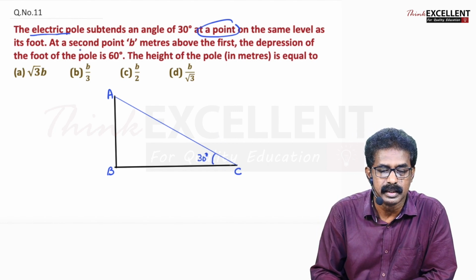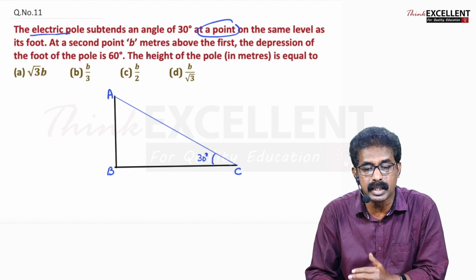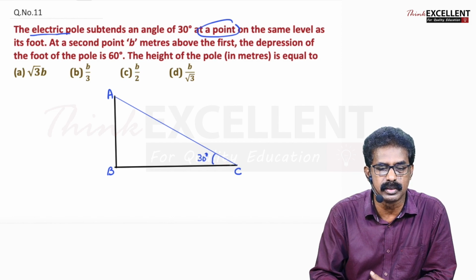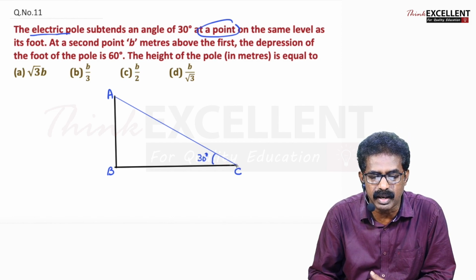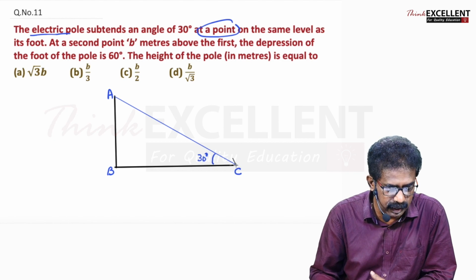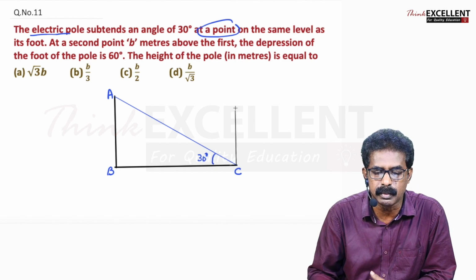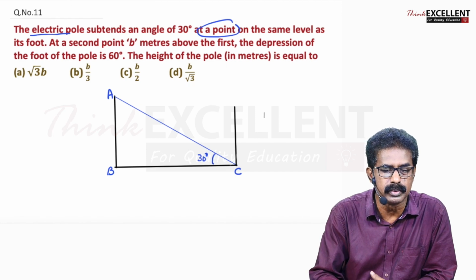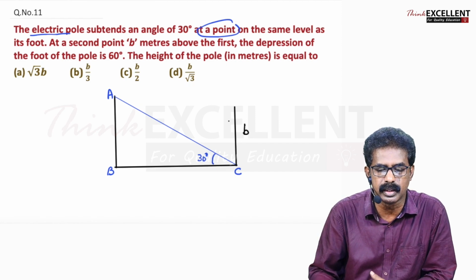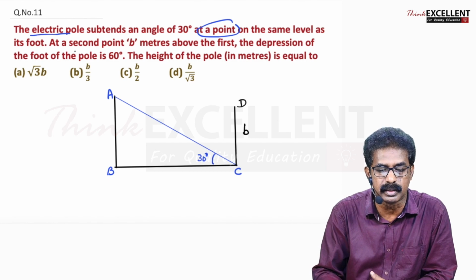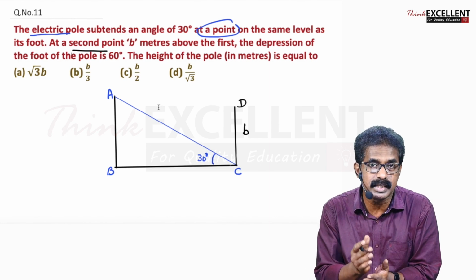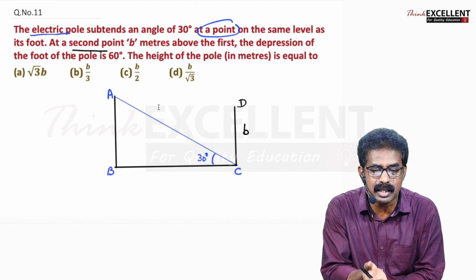There's a second point B meter above the first. So the first point is at C. From there you take another point, okay? At a second point, B meter above. So this height is B. So here there is another point. This is the second point. Second point is B meter above the first point. First point is C, so above the first point, not above A.